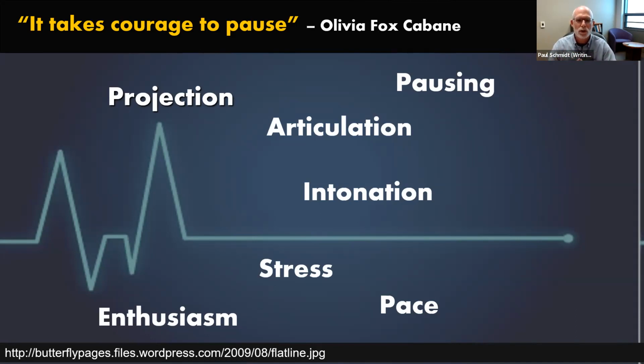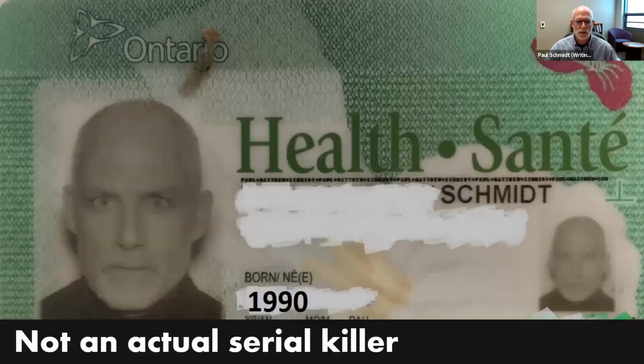But it takes great courage to pause, as Cobain once said, and she is a communications guru. It takes great courage. So practice, right? Practice pausing. You will convey confidence.